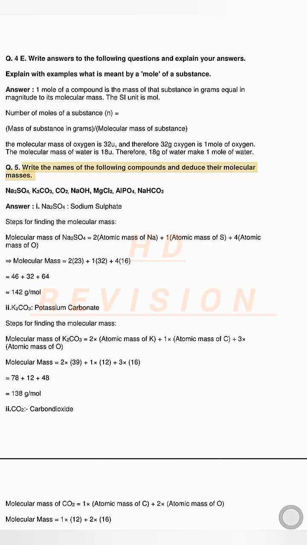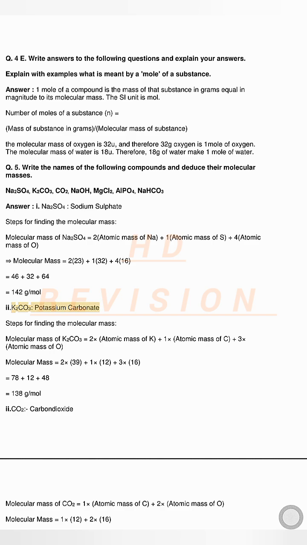Q5. Write the names of the following compounds and deduce their molecular masses. Na2SO4, K2CO3, CO2, NaOH, MgCl2, AlCO4, NaHCO3. Answer. I. Na2SO4. Sodium sulfate. Steps for finding the molecular mass. Molecular mass of Na2SO4 equals 2 times atomic mass of Na plus 1 times atomic mass of S plus 4 times atomic mass of O, so molecular mass equals 2 times 23 plus 1 times 32 plus 4 times 16, equals 46 plus 32 plus 64 equals 142 grams per mole.